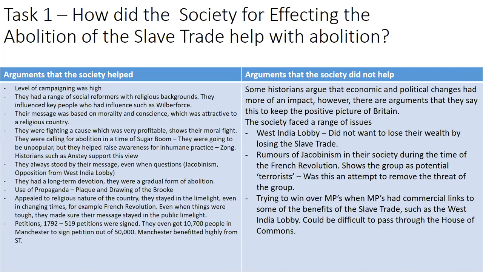Without the role of William Wilberforce, you could say it was going to be very difficult for the society to have their message put across. But the key thing was they were a devoted group who spent a lot of time developing their message.